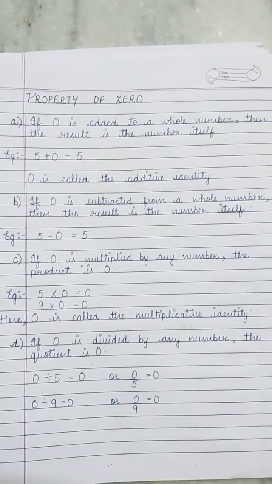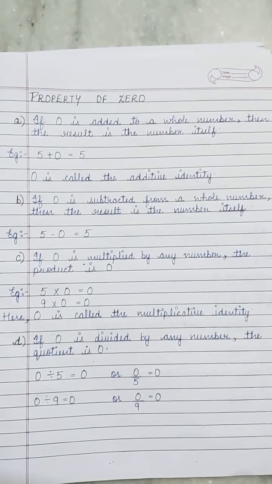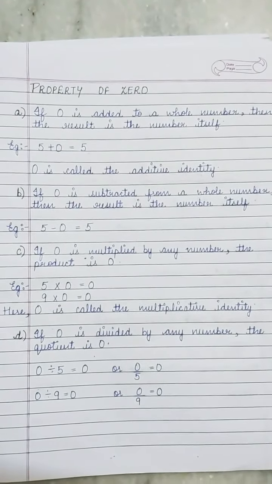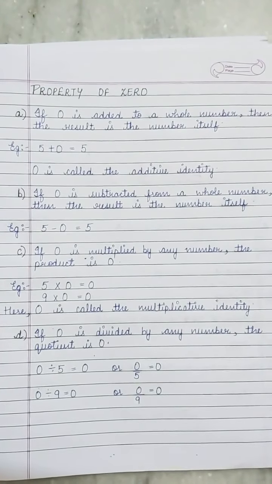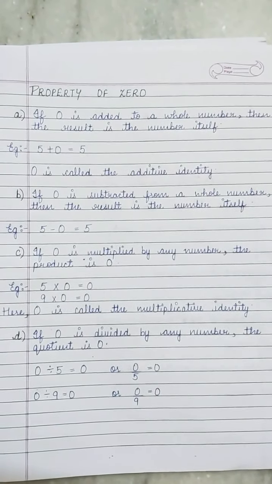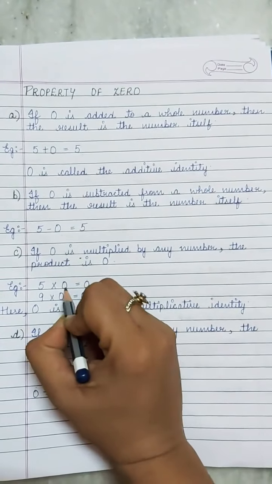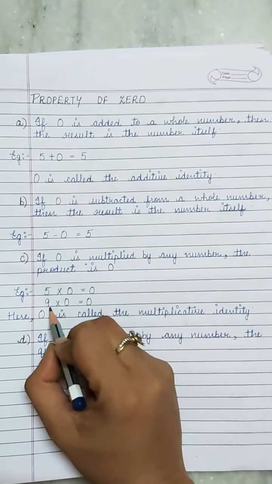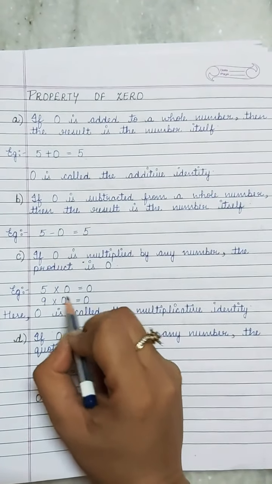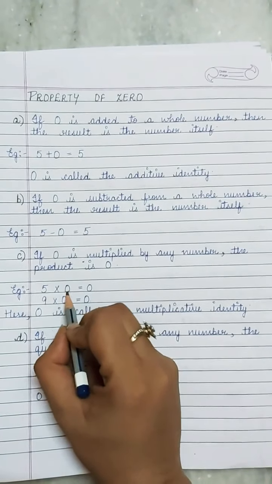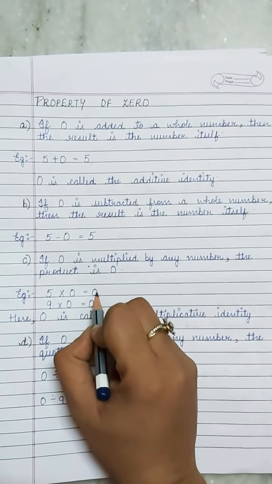Now, if 0 is multiplied by any number, the product is 0. अगर हम 0 को किसी भी नंबर से मल्टीप्लाई करेंगे तो हमेशा प्रोडक्ट क्या मिलेगा? 0. See here, 5 into 0 is equal to what? 0. 9 into 0 is equal to 0. 0 को आप किसी भी नंबर से मल्टीप्लाई करोगे तो रिजल्ट 0 आएगा.